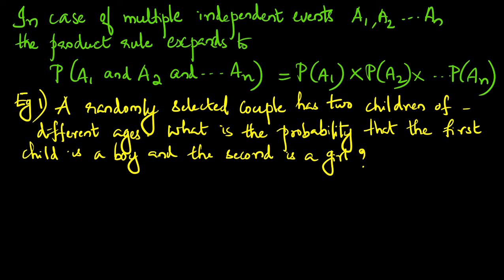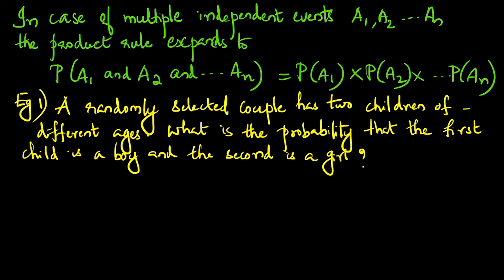In case of multiple independent events, that is up to any many events, A1, A2 up to AN, the product rule can be expanded like this, P of A1 into P of A2 into P of A3 into up to P of AN. Now let's discuss an example to understand this concept.